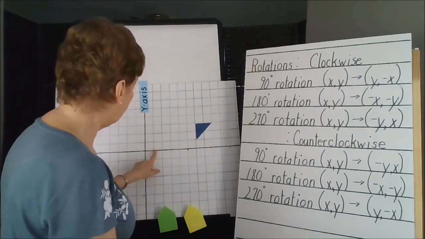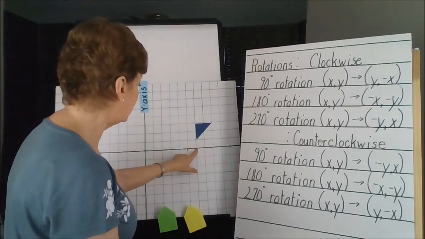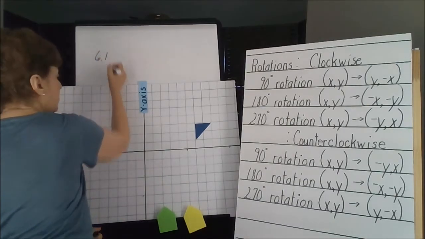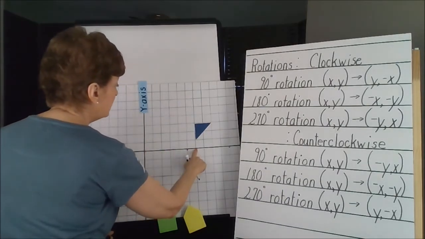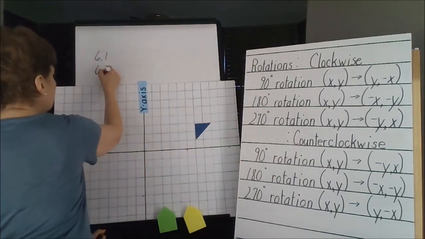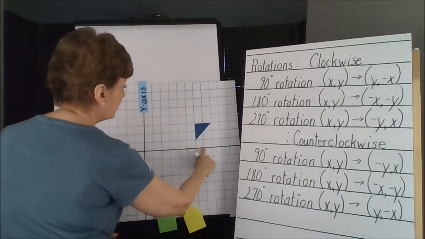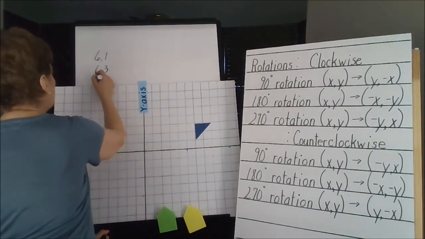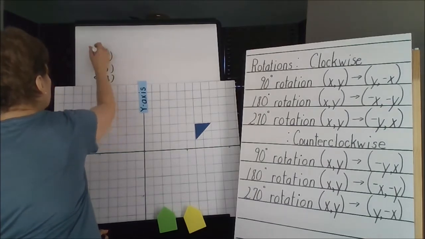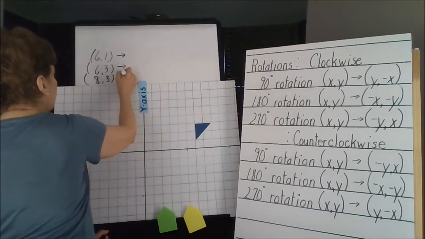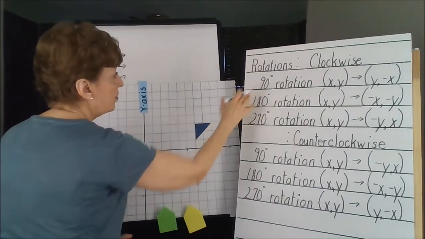So in this case, our triangle, we're going to have to figure out where our original points are. So we have 1, 2, 3, 4, 5, 6, and 1. 6 and 1 is an original point. 6 and 3 is an original point. And 5, 6, 7, 8, and 3. So 8 and 3 is an original point. And that's going to change if we do a 90-degree rotation.